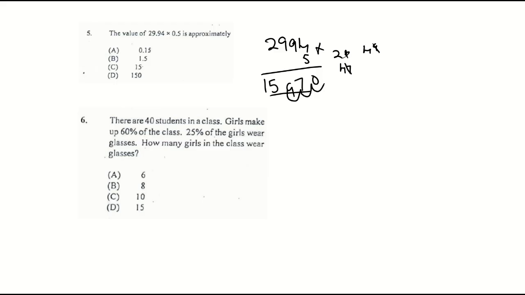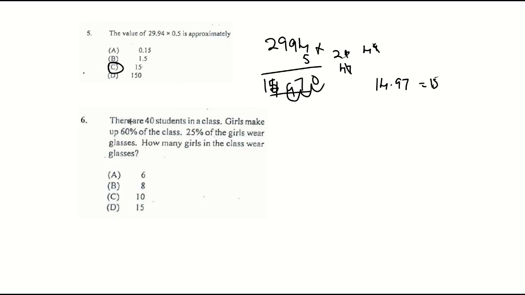Hold on. So the answer would be 5. Why did I add? No, this is supposed to be 14. Sorry. Because 2 5s are 10 plus this 4 is 14. So it would have been 14.97, which is 15. Alright, so the answer here is C.